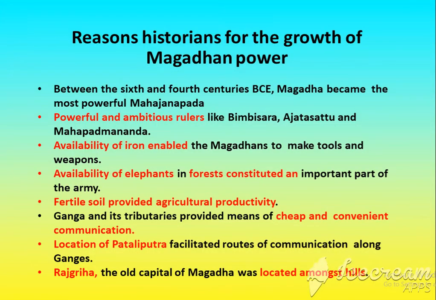Let us see the reasons for the growth of Magadhan power. Magadha had many powerful and ambitious rulers. Availability of iron, availability of elephants, fertile soil provided agricultural productivity, cheap and convenient communication provided by river Ganga and its tributaries, the location of Pataliputra, and the capital Rajgriha was located amongst hills which provided more secure environment.